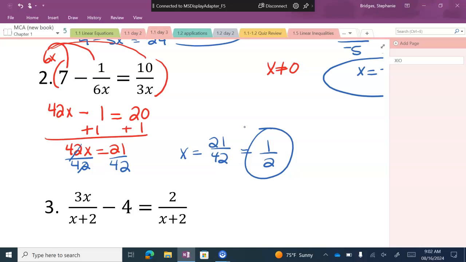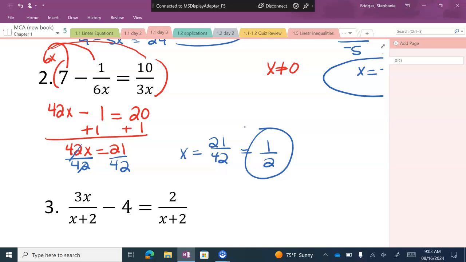All right, write down 3. We're going to work through this one together. It is very similar, but also slightly different. The only difference is in my denominator, I have a binomial now instead of a monomial. So I have 2 terms rather than 1, which is going to change my restriction. And it's also going to change what my common denominator is going to look like. I've got 3x over x plus 2 minus 4 equals 2 over x plus 2.